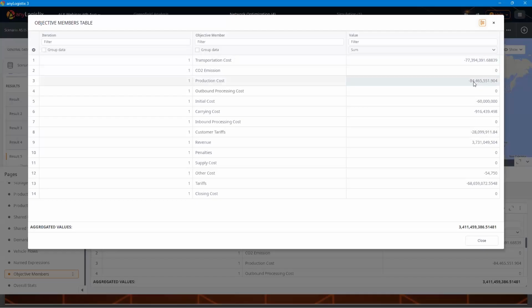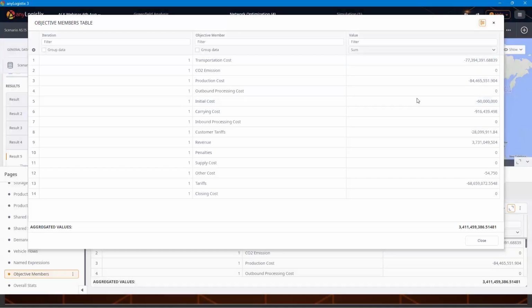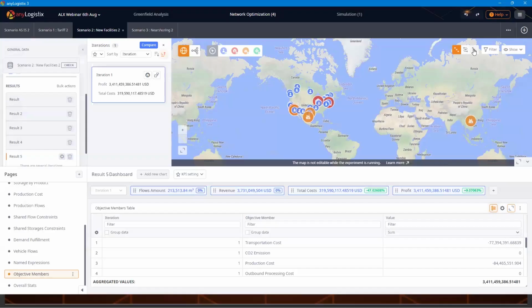Production cost is 84 million. Here is a catch, we now have an initial cost. So remember, in USA, if you want to open a facility, the cost of opening the facility is like 50 million, and in Vietnam it's 10 million. So we can see what the model chooses first, and then we can jump again.